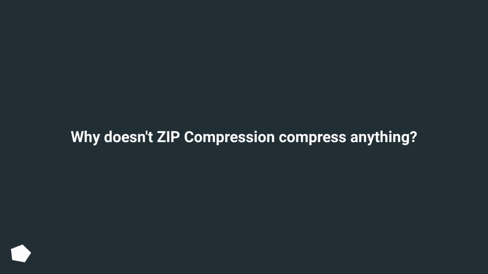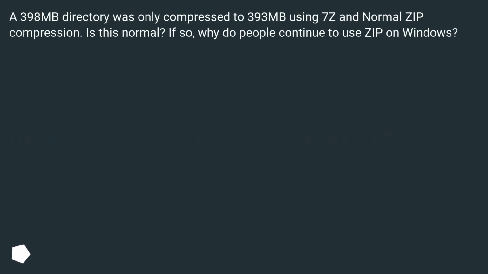Why doesn't zip compression compress anything? A 398 MB directory was only compressed to 393 MB using 7Z and normal zip compression. Is this normal? If so, why do people continue to use zip on Windows?